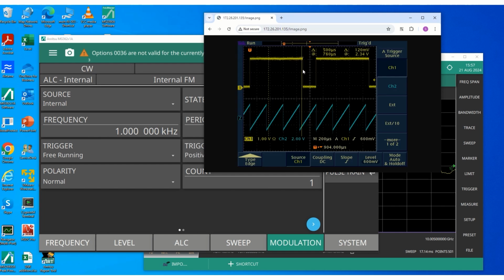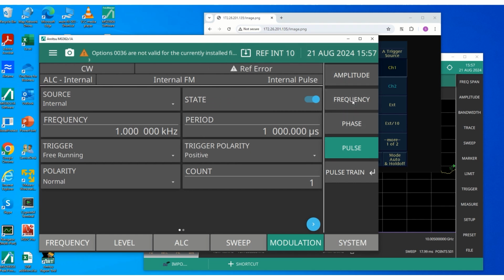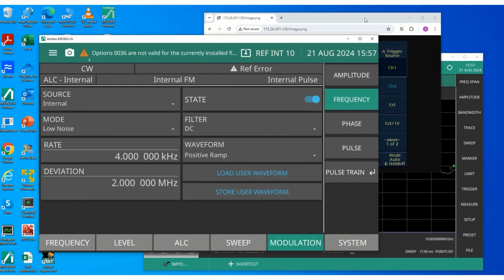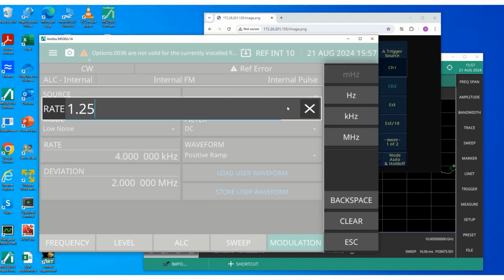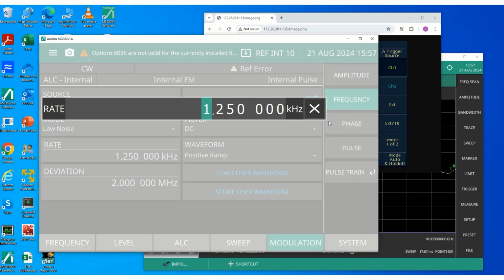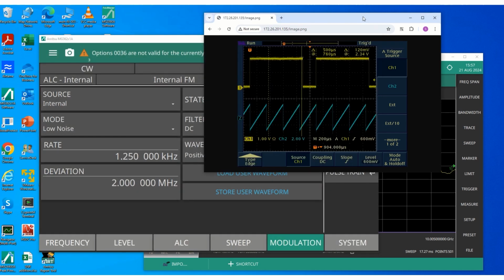There you go. Now your on period is much larger, but you have multiple ramp cycles here, so the ramp period needs to be adjusted to this pulse width period. So let's go back to frequency. The pulse width, as we saw, was 800 microseconds. The reciprocal of 800 microseconds is 1.25 kilohertz. You set that to 1.25 kilohertz, and let's see what we see on the scope.